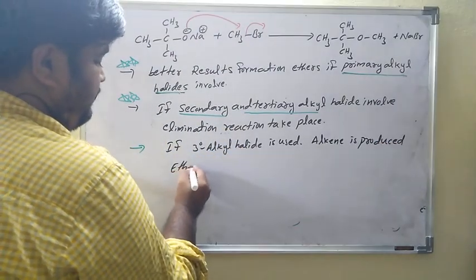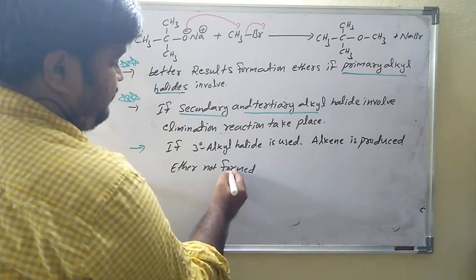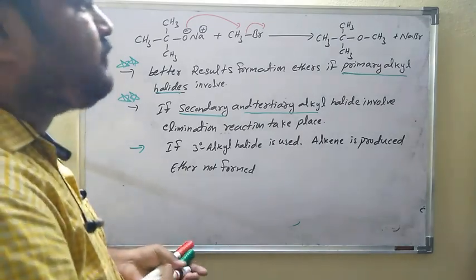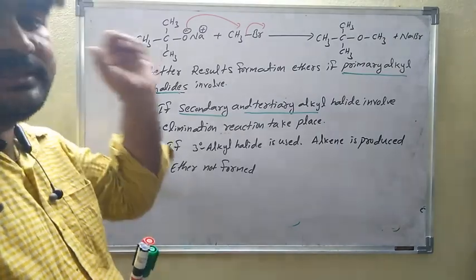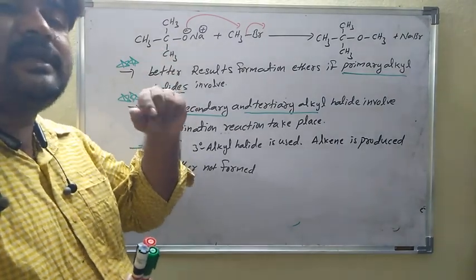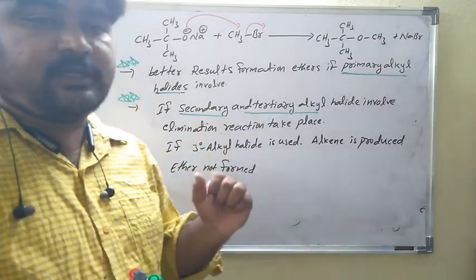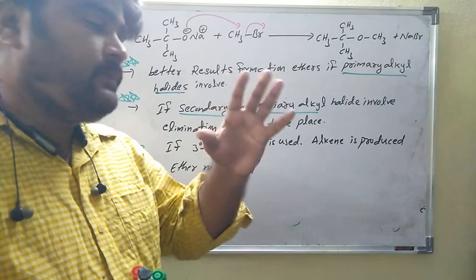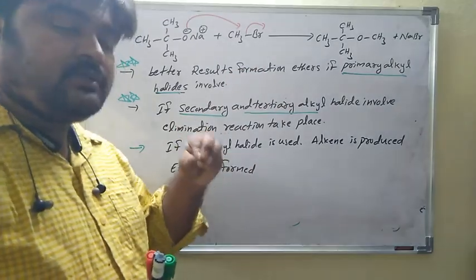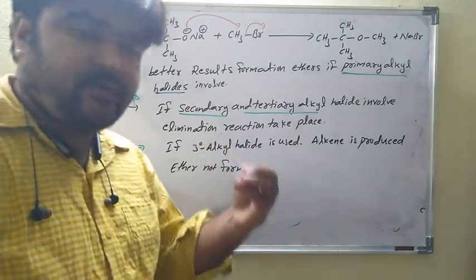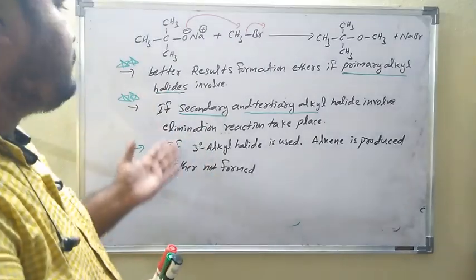Ether is not formed. Very, very important points. If primary alkyl halides react with sodium alkoxide, it gives ethers. If secondary or tertiary alkyl halides are used, the elimination reaction takes place, competing over the substitution reaction. So if tertiary alkyl halides are used, alkene is formed and ether is not formed. These are very important points.